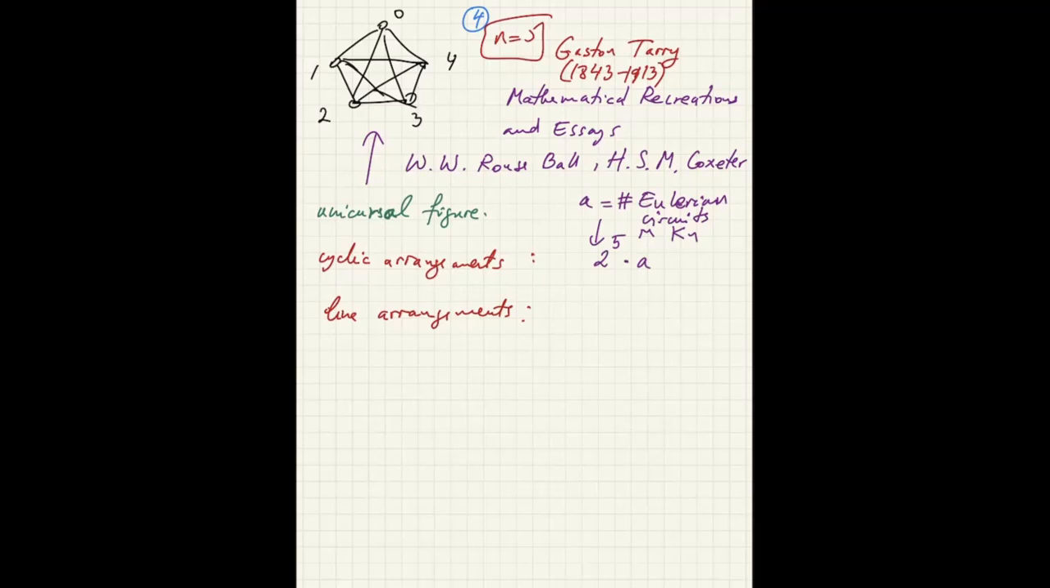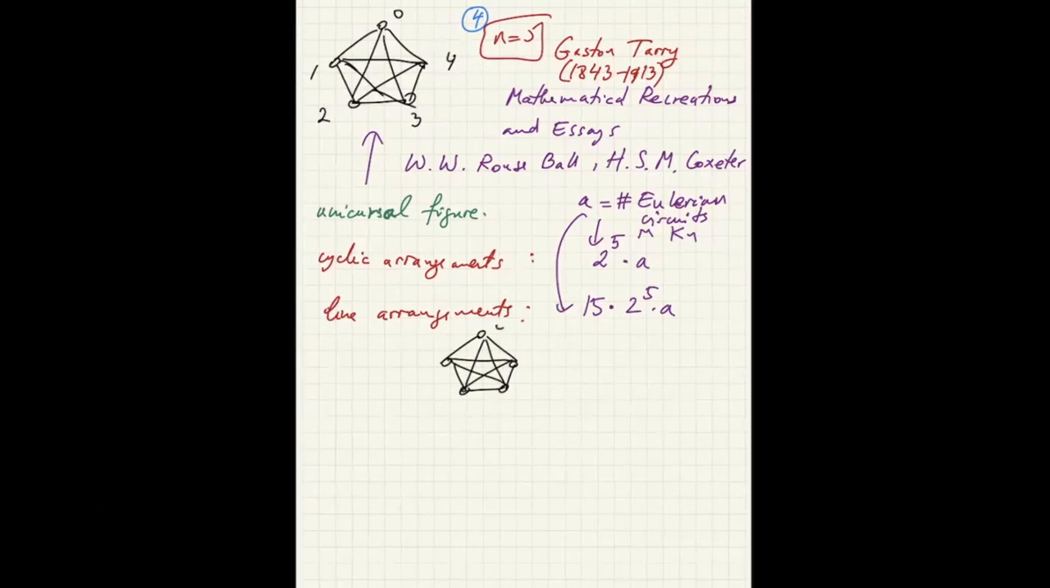And line arrangements, you can just cut any of these cyclic arrangements and put everything on the table as a line. But you have 15 pieces, so there are 15 places where you can cut, times 2 to the 5 times A line arrangements. So the problem reduces to counting Eulerian circuits in the complete graph on n vertices where n is odd. Like I said, you can find the details about general n and asymptotics in the paper by McKay and Robinson.